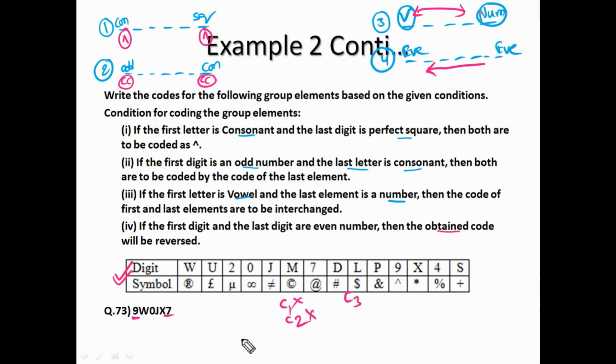Condition 3: first is a vowel? No, it is not a letter. Fail. Condition 4: first is an even? No, sir, it is not an even digit. That's why condition 4 also fails. So what if all the conditions fail? Fail. What if all the conditions fail?